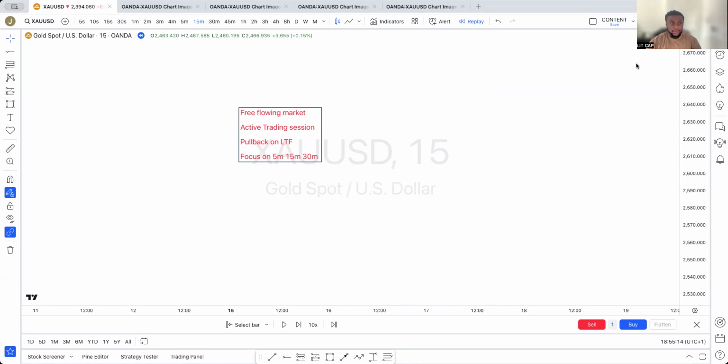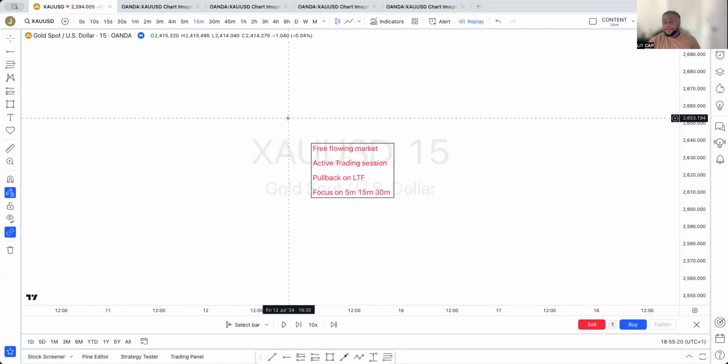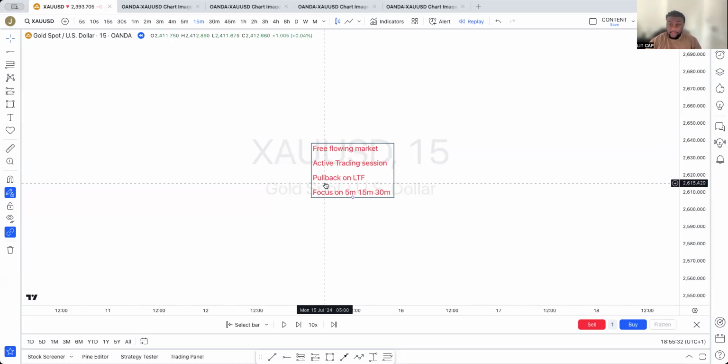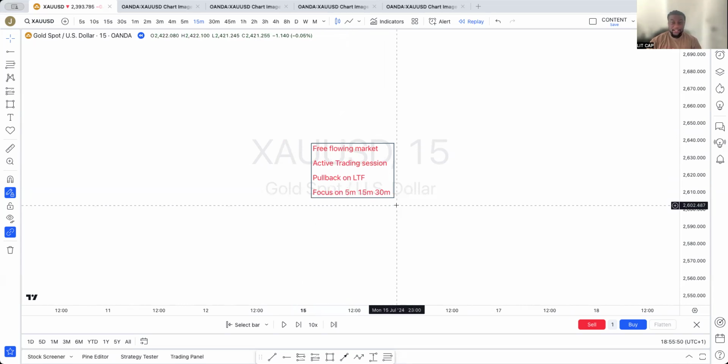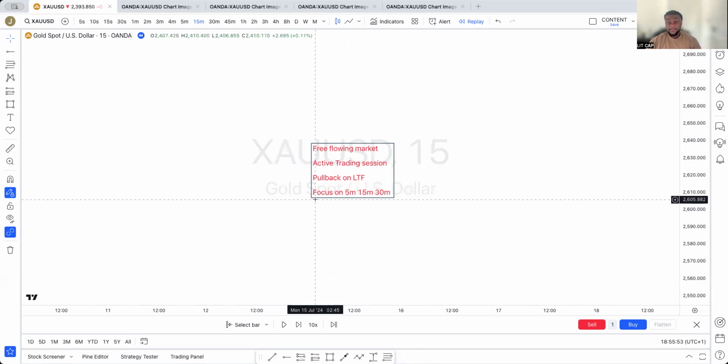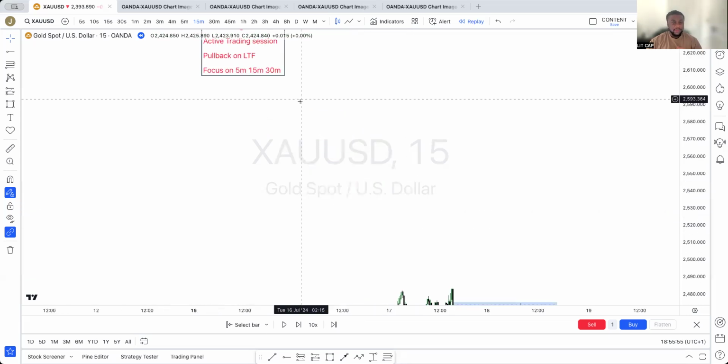All right, cool. So in terms of this gold trading strategy, there are a few things that you're going to need. Number one is a free-flowing market. I will show you some examples of free-flowing markets. Number two is you need an active trading session. So whether we are looking at gold, are we during New York session? You're going to need a pullback on the lower time frames, and you're going to focus on the 5-minute, 15-minute, and the half-hour time frame. The strategy is very simple. Anyone can understand it as long as you have these parameters in place. Let's get into some examples.